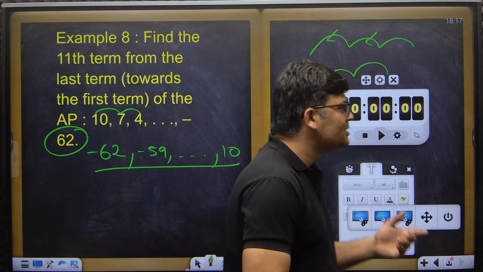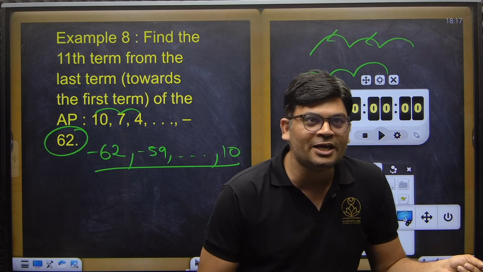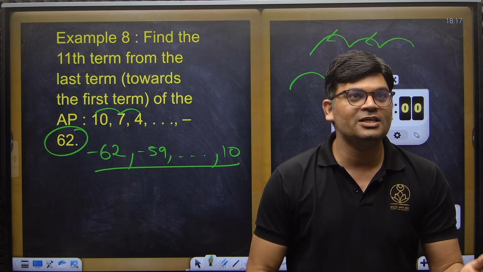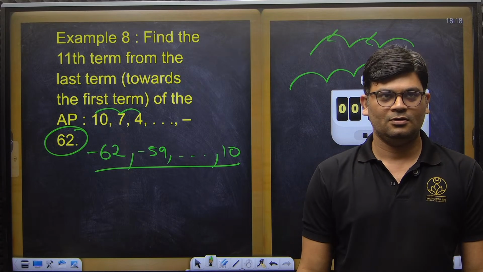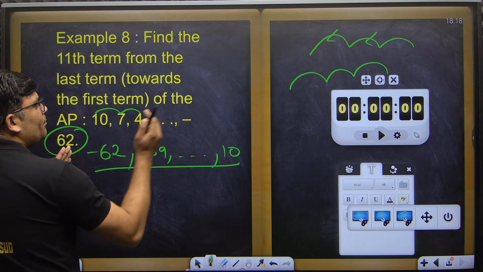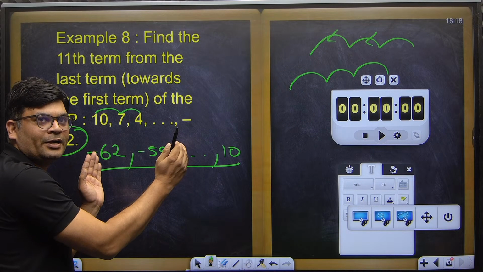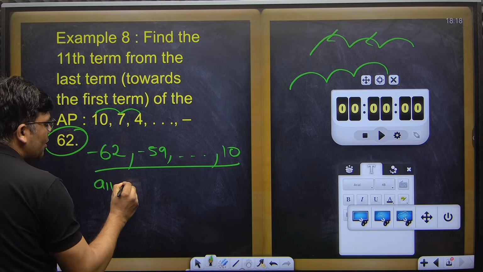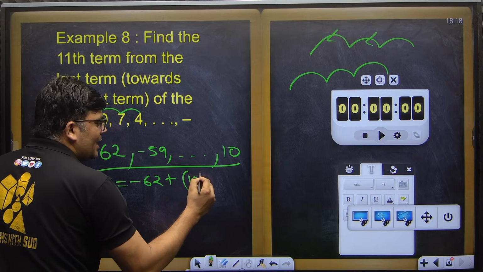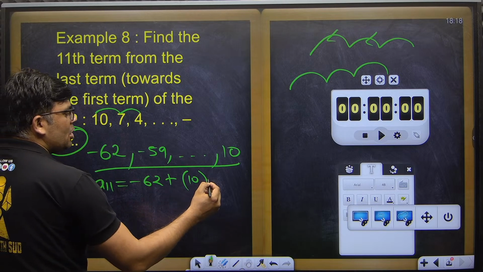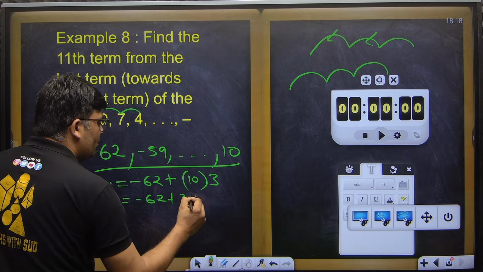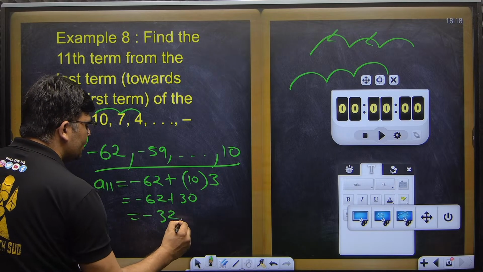So what I'm saying is, if the common difference is positive, on reversing the AP, your common difference will become negative. This you have to keep in mind. All right. Now let us find. The 11th term from the previous will now be the 11th term from the front. So you need to find A11. What is A11? You know. So minus 62 plus 10 times D. D is plus 3. So minus 62 plus 30 is how much? Minus 32.